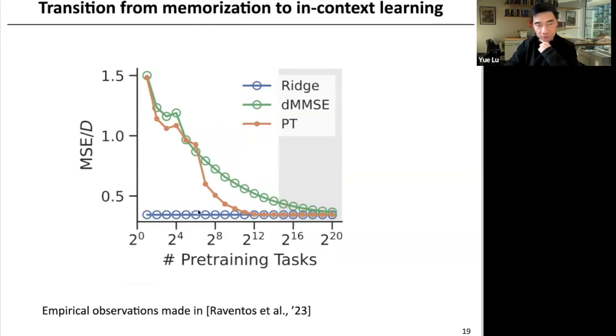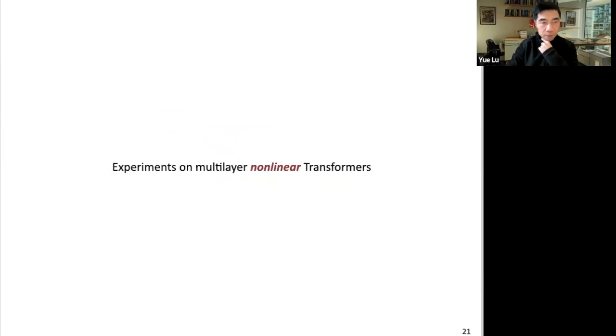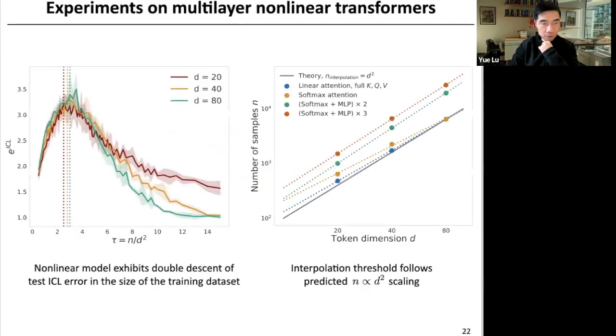Although the actual transition is at a different value, I think the difference is because we are studying a simple linear transformer architecture, whereas in that paper they studied a much more powerful architecture. All right. We have also done some experiments on multi-layer nonlinear transformers, just to verify that some of the key insights we obtained from the theory are still valid, at least qualitatively.